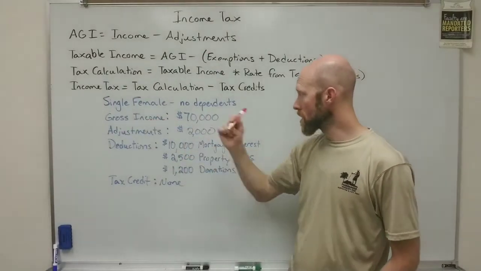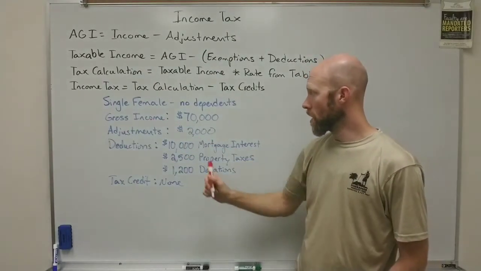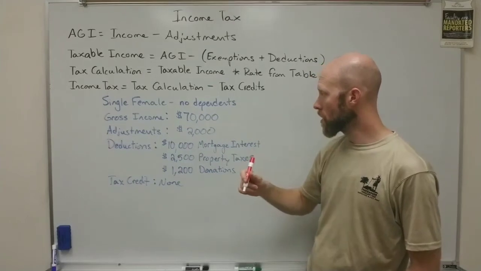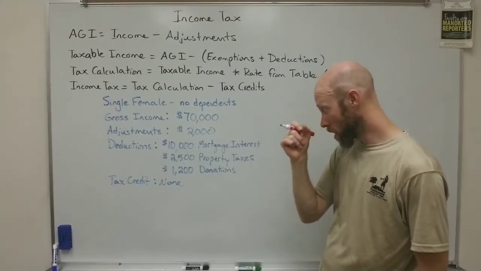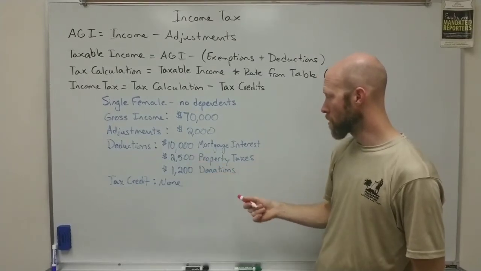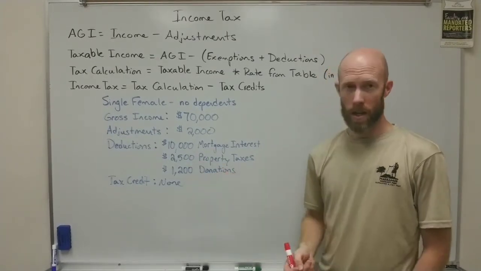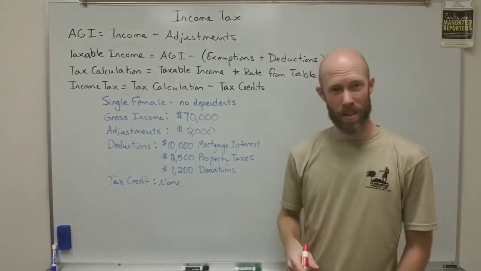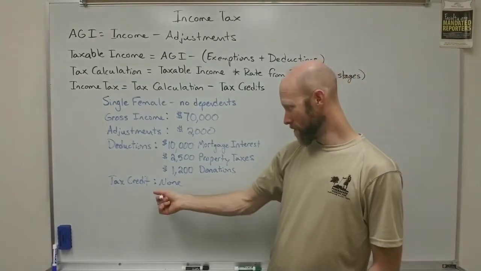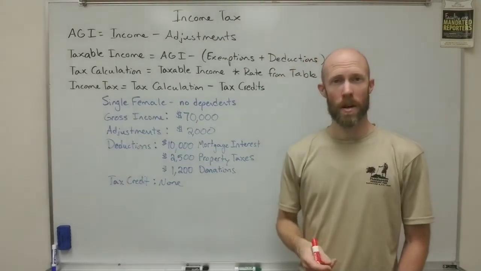Her gross income is $70,000. Adjustments are $2,000. Deductions, she's got $10,000 in mortgage interest, $2,500 in property taxes, and $1,200 in charitable contributions or donations, as I'm calling them. And she has no tax credit for that year.